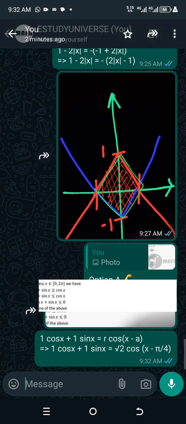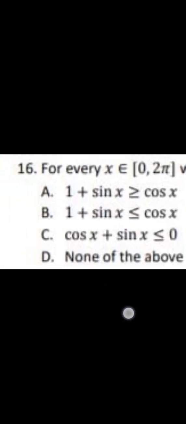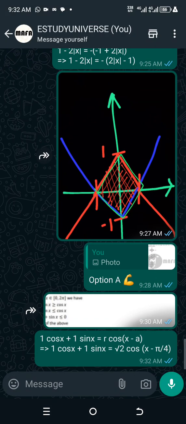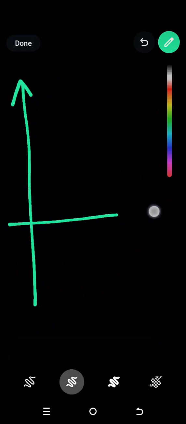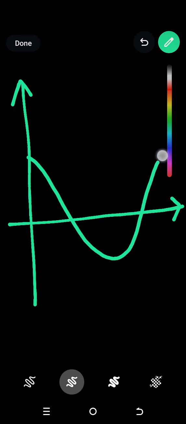So basically, I will go graphically again. We are going to draw the graph of 1 plus sine x, then we draw the graph of cos x, then we see if this inequality is true in that interval 0 to 2 pi. Okay, so the graph of cos x, first of all, in the interval 0 to 2 pi, cos x begins from 1, goes down to pi, then increases back to 2 pi.